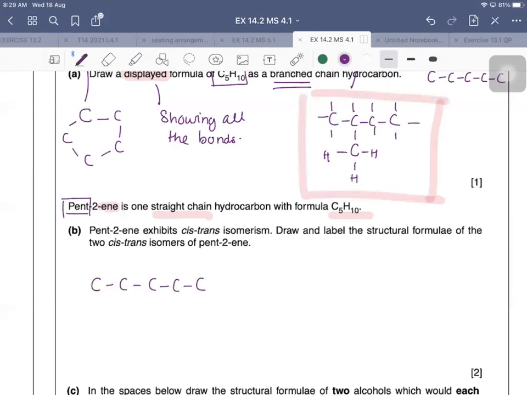Okay, and then your double bond is located on the second position, second carbon. So 1, 2. So it's between 2 and 3. Okay, so this is your pent-2-ene, and they want you to draw the cis-trans isomer. Okay, so I believe all of you should be able to do that, to draw the cis-trans isomer. So can you please do it now?